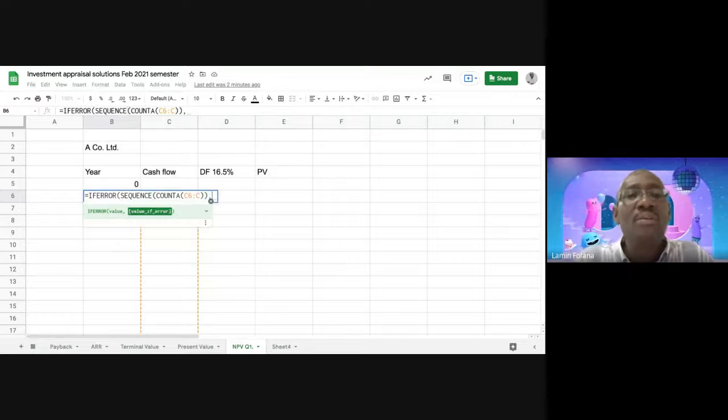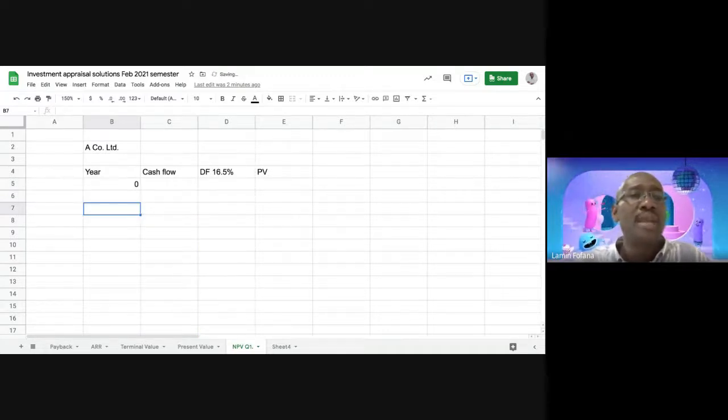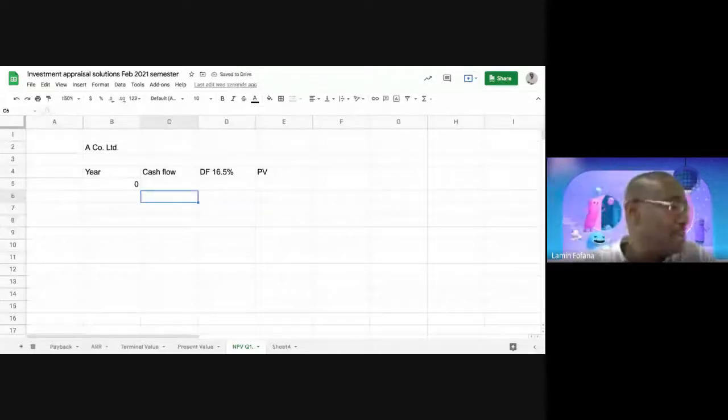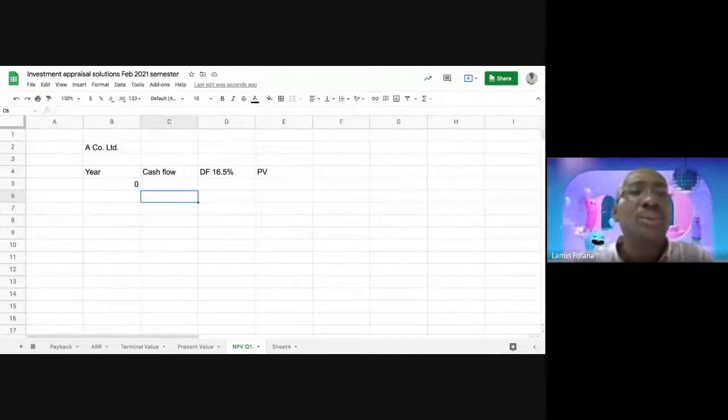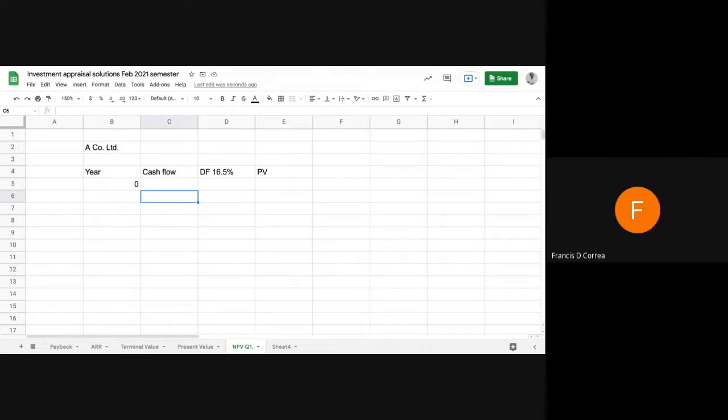Then we say comma. If there is an error, what to do? We do our double inverted comma open. We hit the space bar once, double inverted comma close, so that we can return a space if there is nothing, and then we close our bracket, we enter. So if we enter, nothing happens, but once we type, something will happen. Okay, good. So we'll have our cash flows.